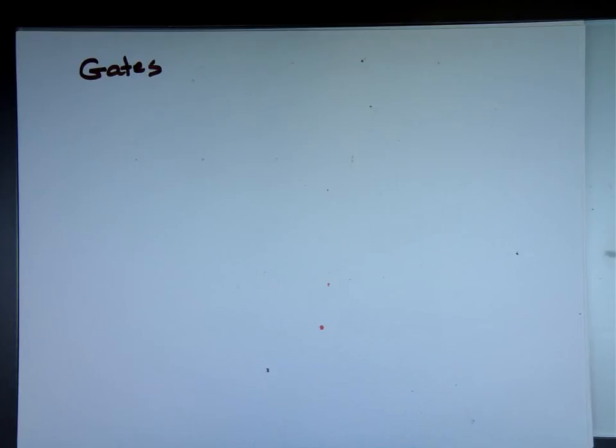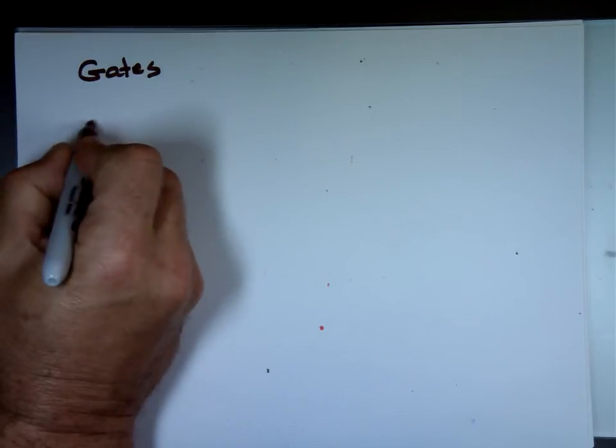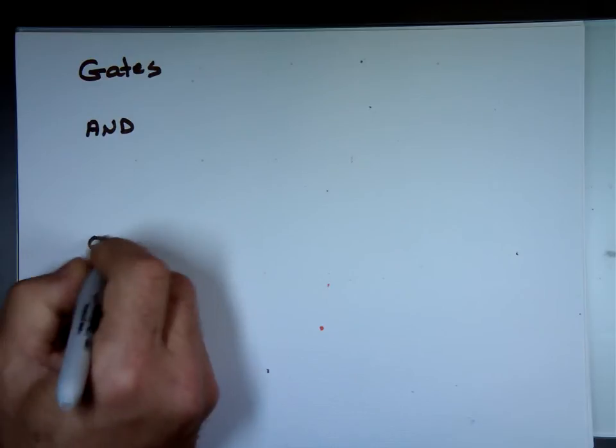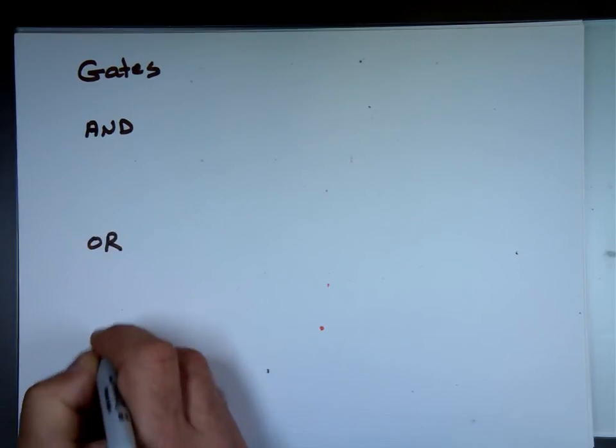We're going to be talking right now, the first thing we're going to be talking about is three gates: AND gates, OR gates, and NOT gates. AND, OR, and NOT.